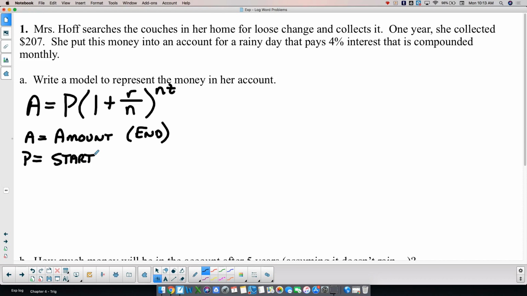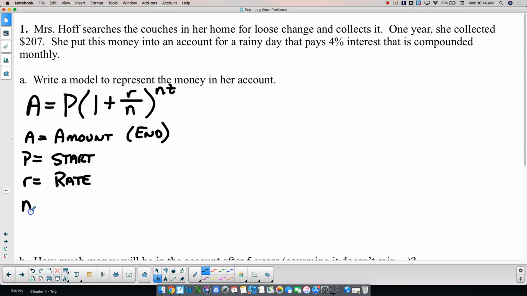1 is 1. R is the rate. Now, the rate is probably going to be given to you in terms of a percentage. The downfall with that is we need to use it as a decimal in the problem. So we have to convert a percentage to a decimal by moving the decimal point 2 spots to the left. Okay? So wherever the decimal is, we move it 2 spots to the left. Bless you, by the way. Thank you. You're welcome.